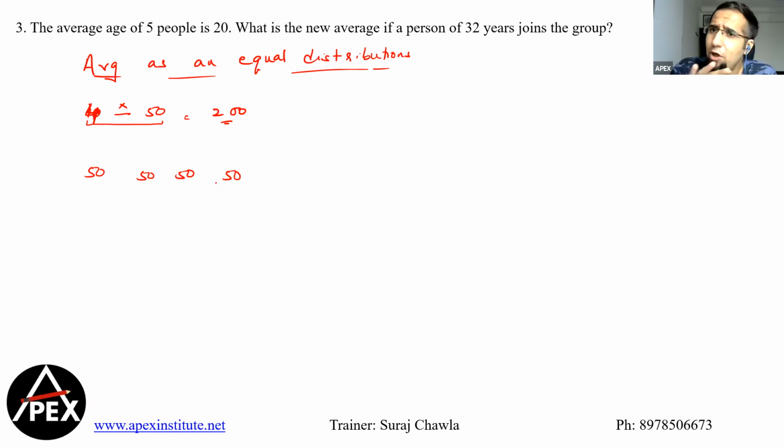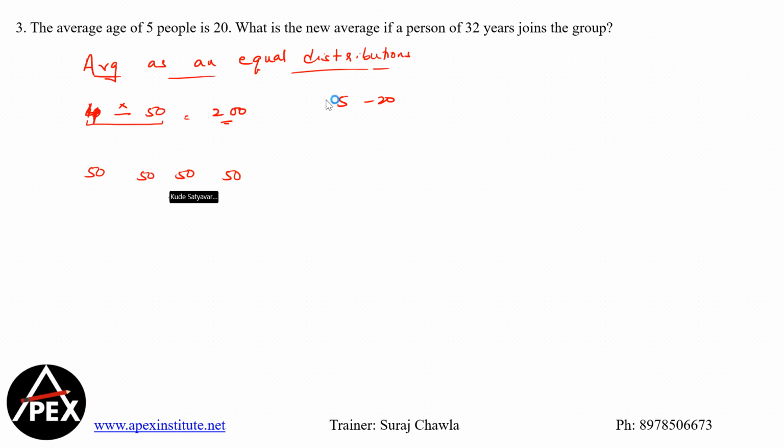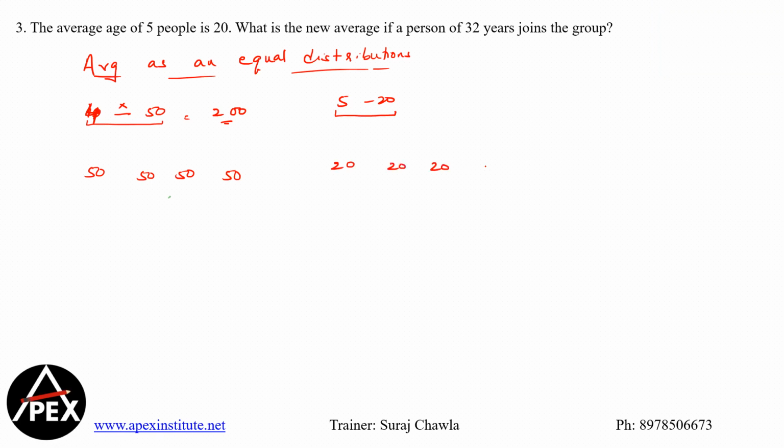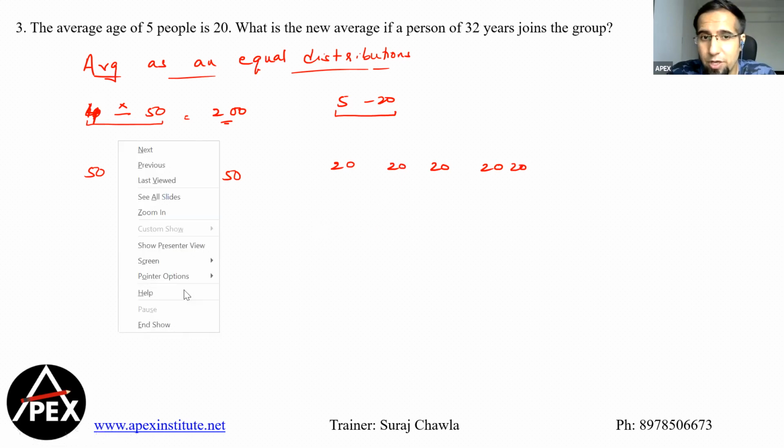Now, we will always try to assume, suppose I say average of 5 people is 20, guys. When I'm saying that average of 5 people is 20, can I also have an assumption that all of them are equal to 20, 20, 20, 20? Quick responses now. This all can be my assumptions.